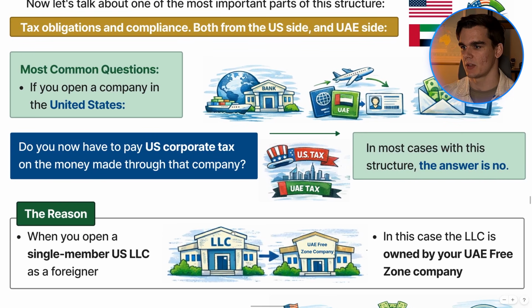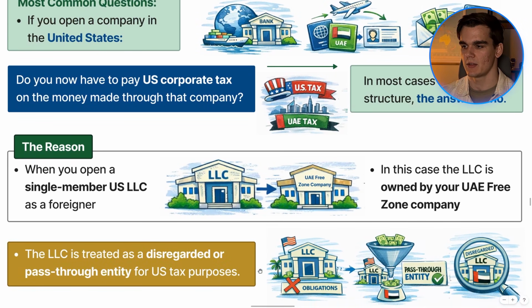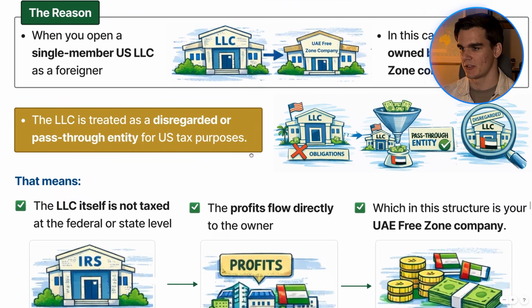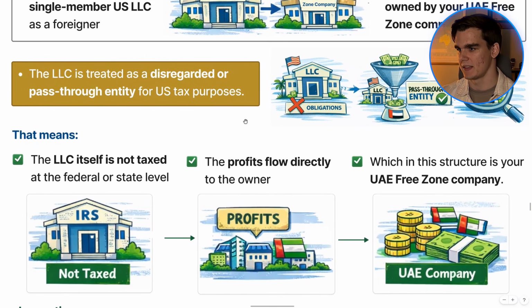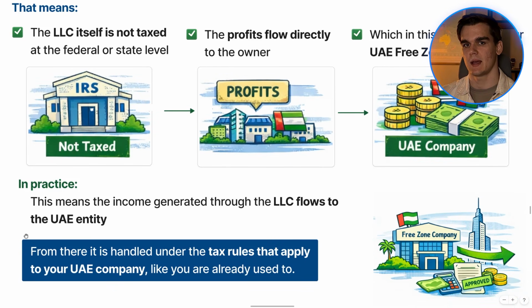The reason is that when you open a single member US LLC as a foreigner, and in this case the LLC is owned by your UAE Free Zone company, the LLC is treated as a disregarded or pass-through entity for US tax purposes. This means the LLC itself is not taxed at the federal or state level and the profits flow directly to the owner, which in this structure is your UAE Free Zone company. In practice, this means the income generated through the LLC flows to the UAE entity, and from there it's handled under the tax rules that apply to your UAE company, like you are already used to.